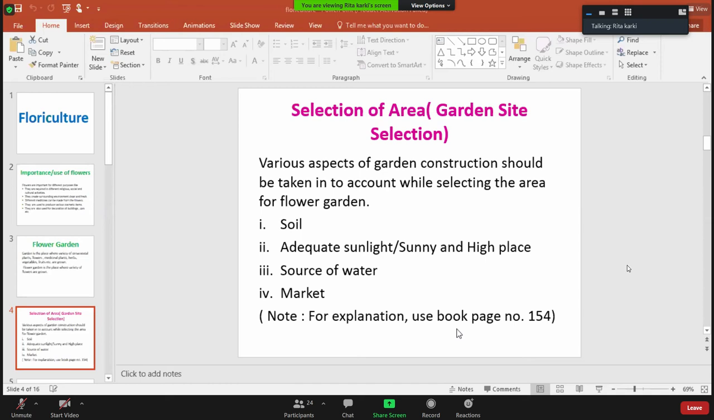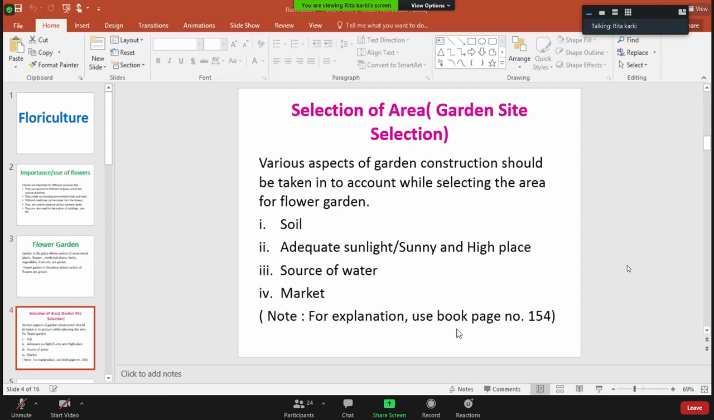So we should choose those places where we can obtain enough water and have a continuous supply without any difficulty. It would be very, very difficult to carry the water all the way from different places to our flower garden. So we should select places where irrigation would not be a problem.